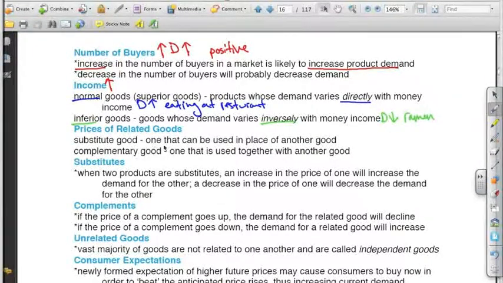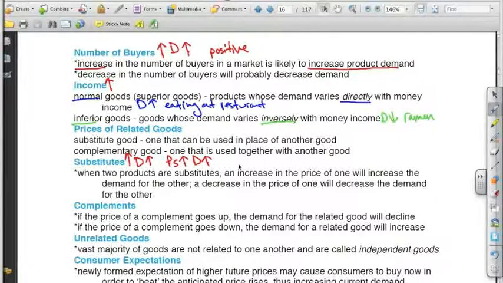For the prices of related goods, we have a substitute good and a complementary good. Substitute is that one can be used in place of another, whereas a complementary is a good that's used with the other. So for substitutes, an increase in the price of a substitute will cause the demand for the other good to increase. So that means if we have the price of a substitute increasing, then the demand for our original good will increase.